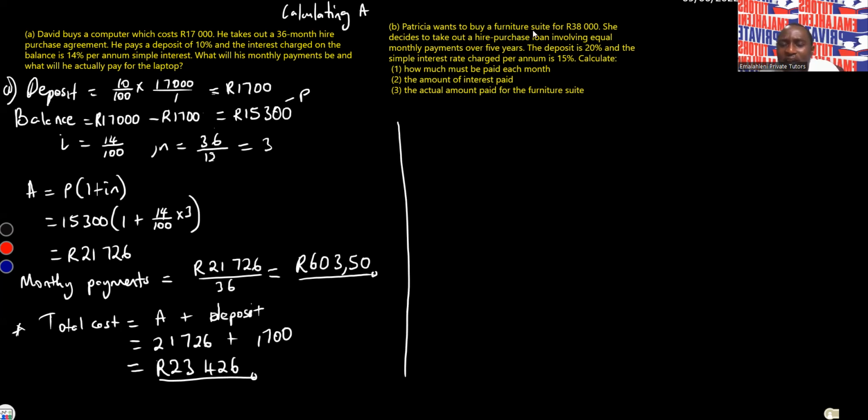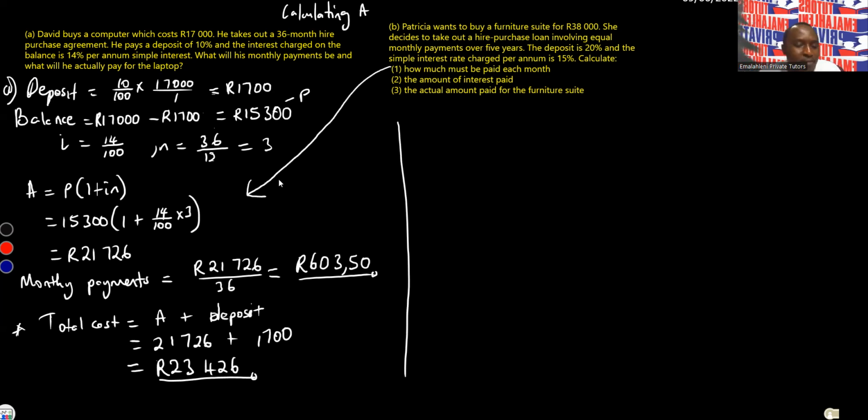Patricia wants to buy a furniture suite for 38,000. She decides to take a hire purchase loan involving equal monthly payments over 5 years. The deposit is 20% and the simple interest rate charged per annum is 15%. Calculate how much must be paid each month. So we just do as we have done here.